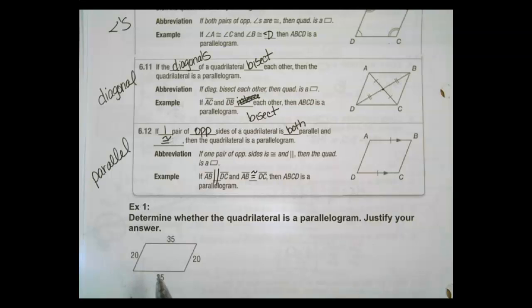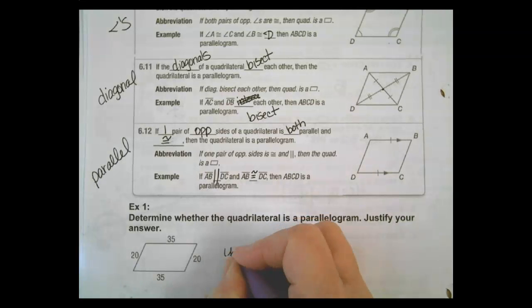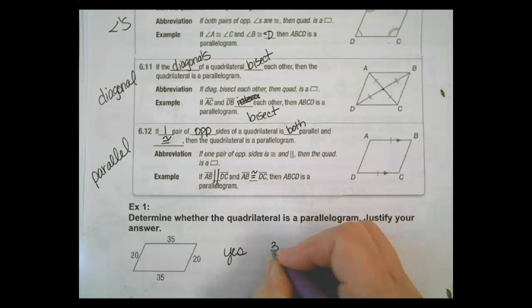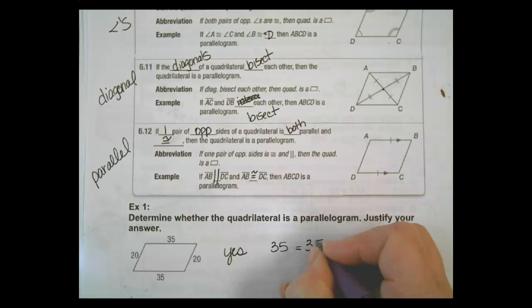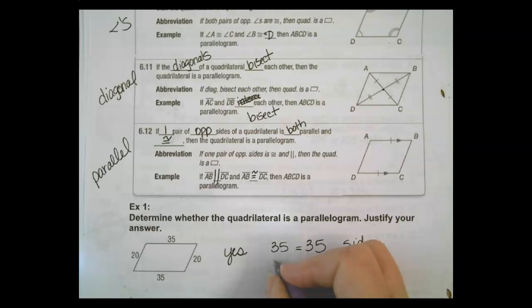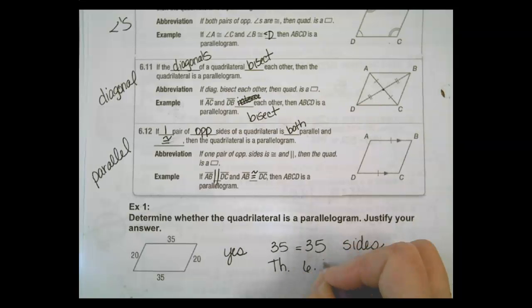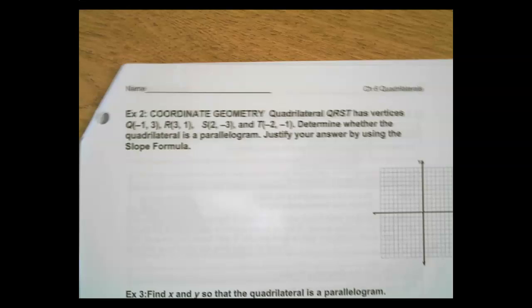Okay, so is this a parallelogram? Yes. Because of the opposite sides, we have 35 is equal to 35, and those are opposite sides. So that has to do with sides. So that's theorem 6.9, which is opposite sides. That one was easy. I think this one's going to be pretty easy.